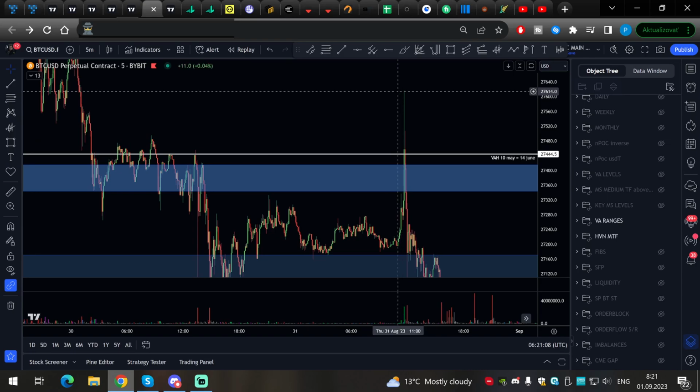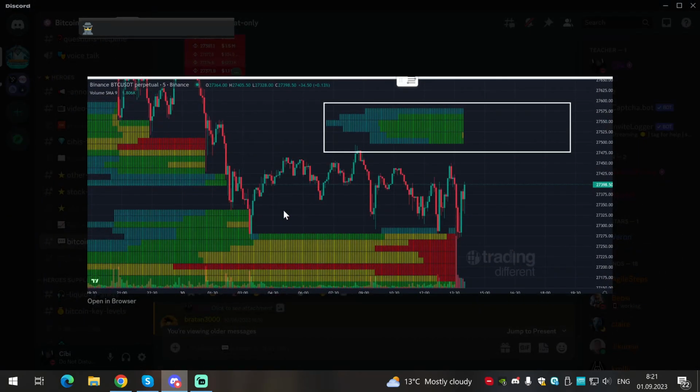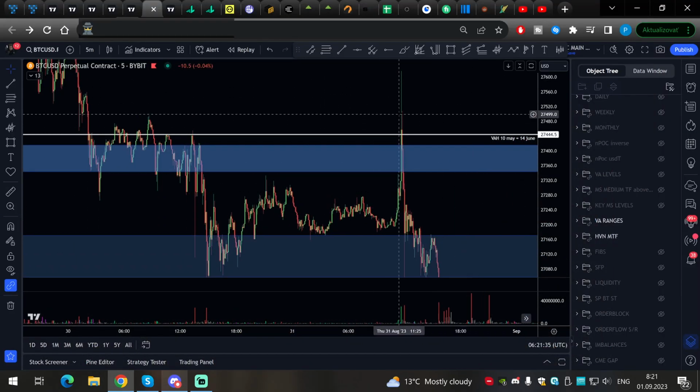It's 27,600, so $20 above my target, and this is the power of liquidity. Now, trading liquidity needs to be part of your arsenal. You can trade without liquidity, but trading is much easier with liquidity. We had this liquidity to the upside, clear liquidity to the upside. So in the end we hit it. It was also our short.